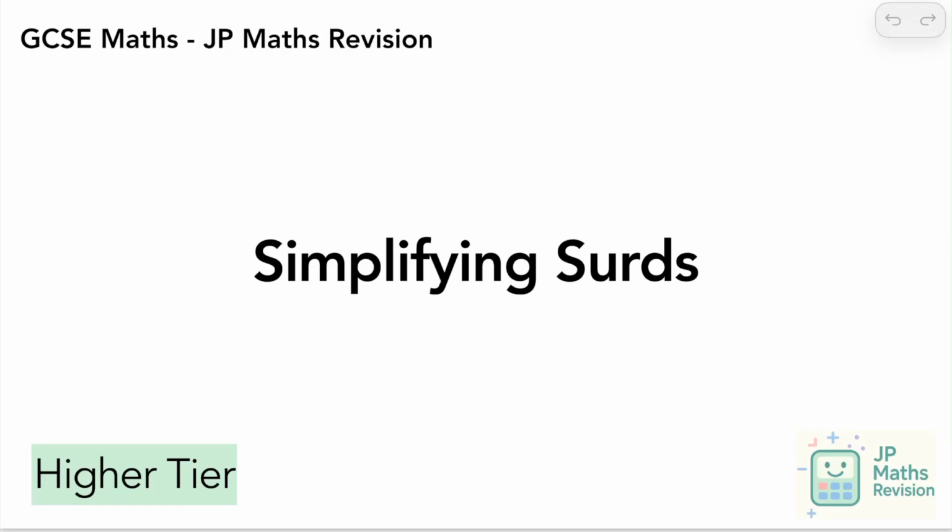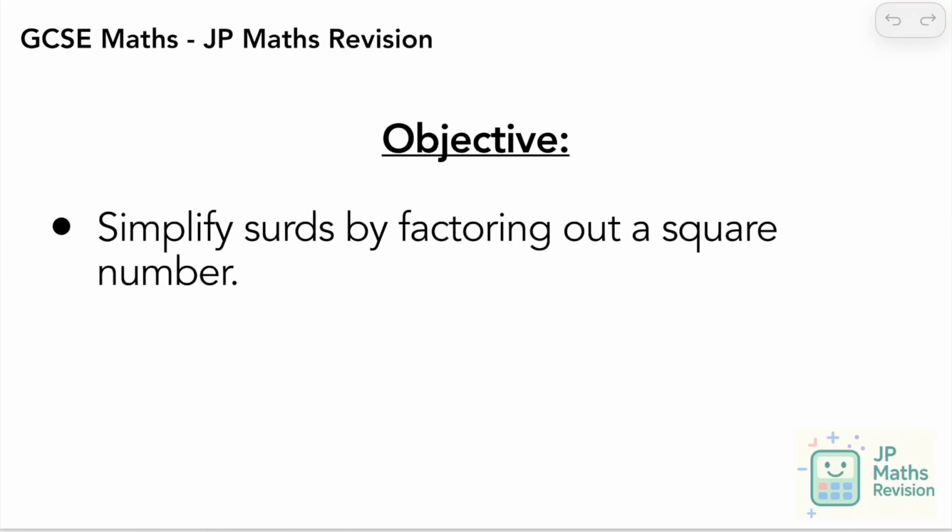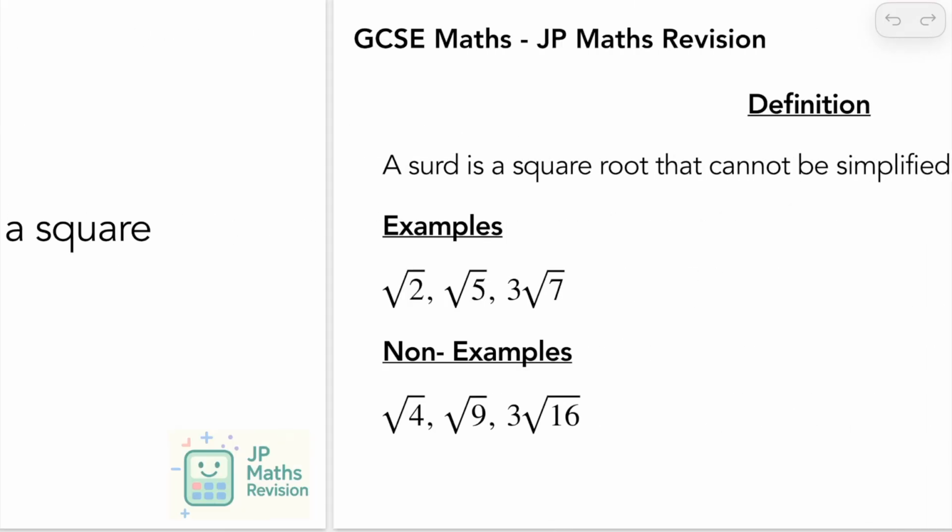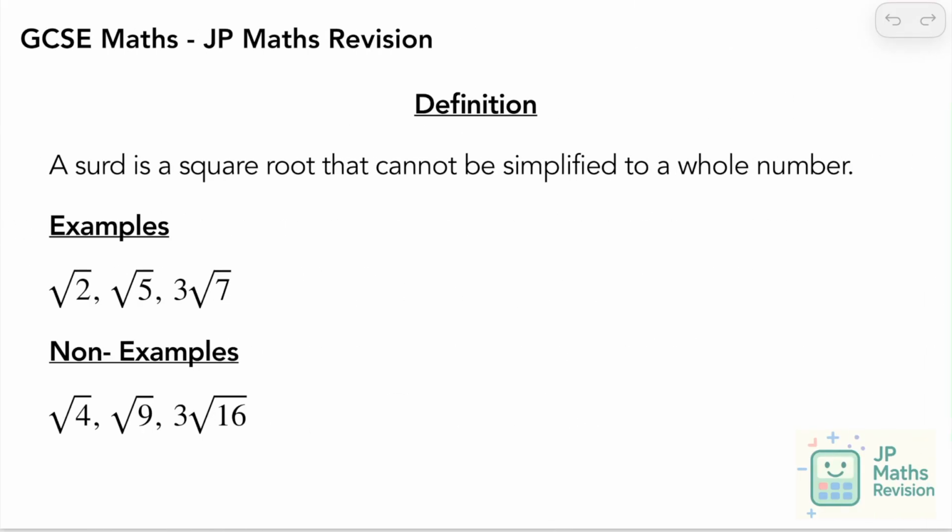So here we're going to be looking at simplifying surds. The objective here is to simplify surds by factoring out a square number. A quick definition before we get started. A surd is a square root that cannot be simplified to a whole number. Some examples include the square root of 2, the square root of 5 and 3 root 7.